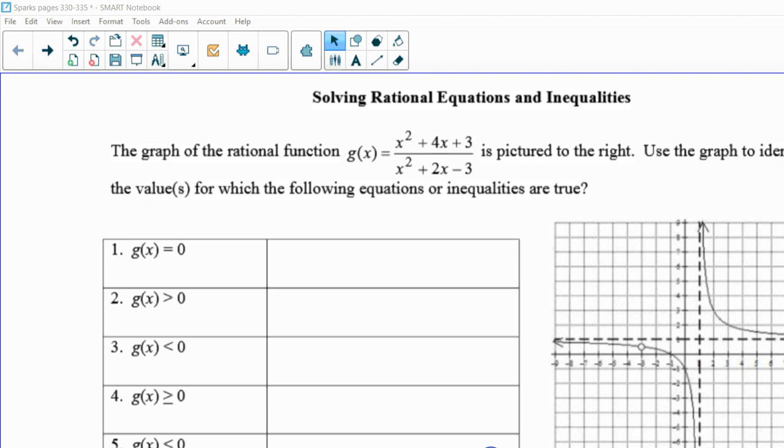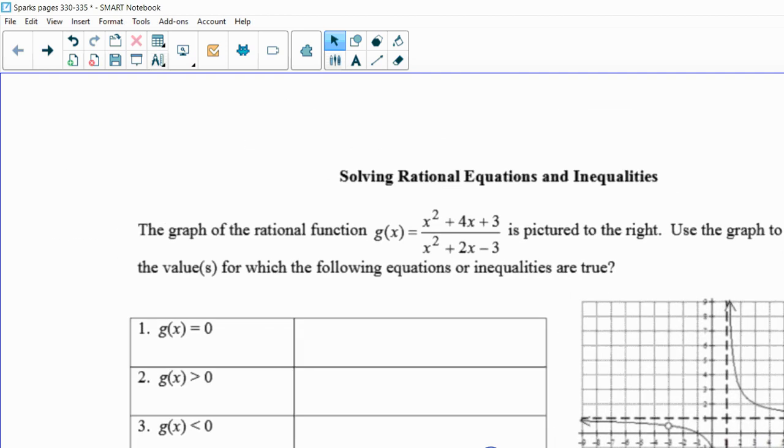You have solved polynomial equations and inequalities in the past. Now we're just going to take it one more step and solve rational equations and inequalities. In Algebra 2, you learned some basic graphing.